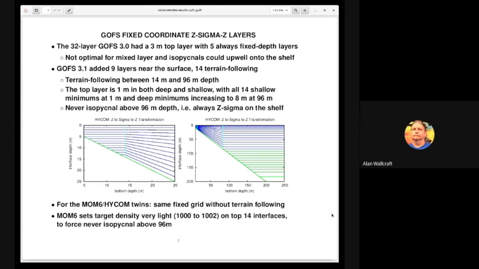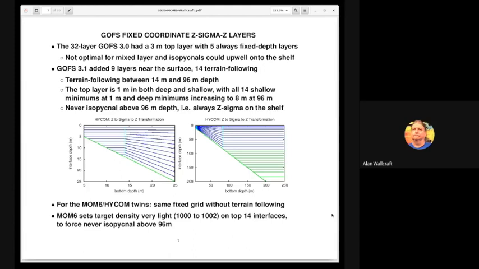And what we found for that wasn't really optimal for the mixed layer, and isopycnals could upwell onto the shelf. This wasn't wrong in the sense that isopycnals do upwell onto the shelf. The problem is that you then don't have any structure in the velocity, for example, and that was causing some issues for us. So in GOFS 3.0, we added 9 layers and they were all near the surface.